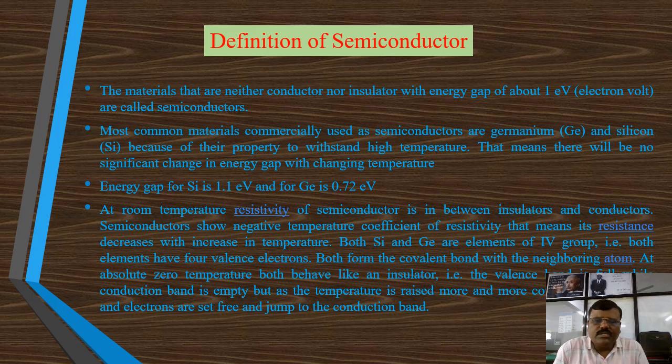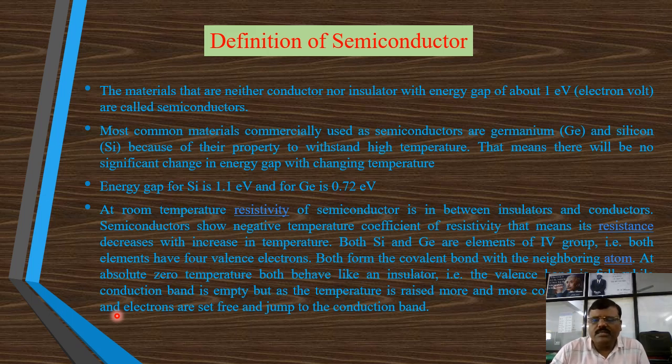The energy gap for silicon is 1.1 electron volt and for germanium is 0.72 electron volt. At room temperature, the resistivity of a semiconductor is in between insulator and conductor, and therefore semiconductors show a negative temperature coefficient of resistivity, NTC. That means the resistance decreases with increase in temperature.